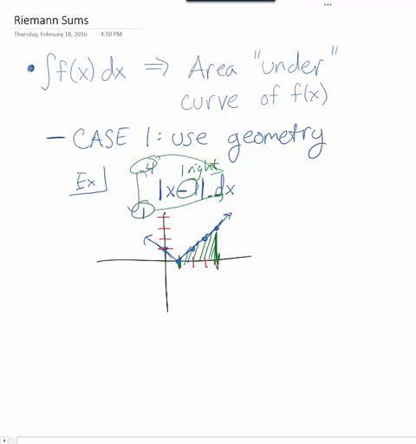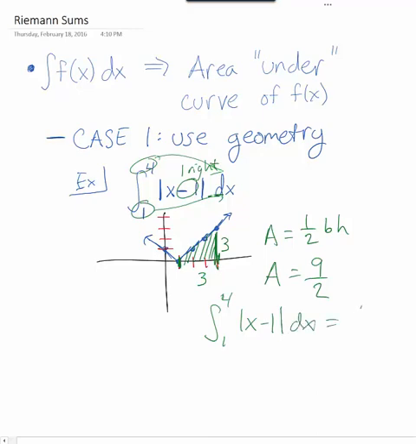So the base is 1, 2, 3, and the height is also going to be 3. And the area for a triangle is 1/2 base times height, and so we'll get 9/2. And that will be our integral. So basically the integral from 1 to 4 of the absolute value of x minus 1 dx is equal to 9/2.